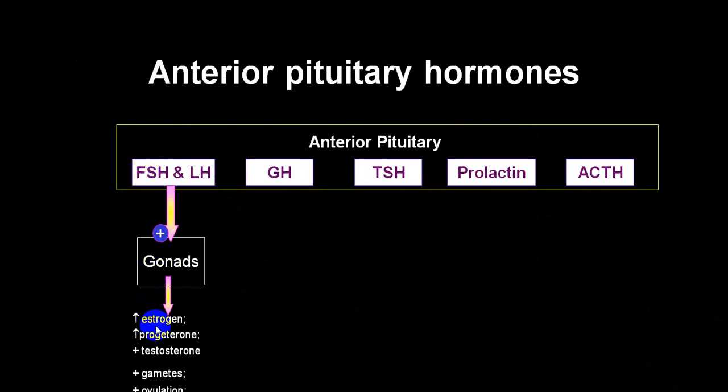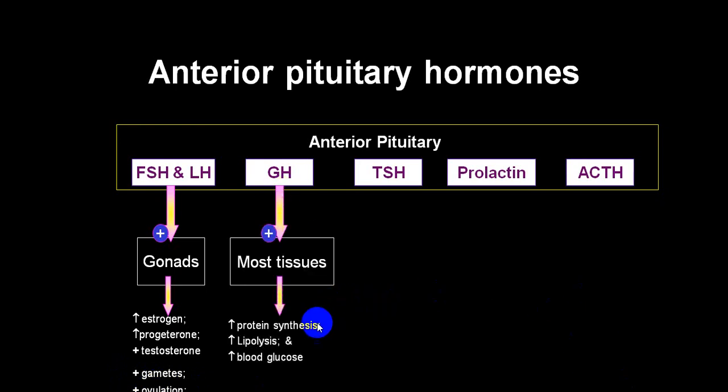FSH-LH acting on gonads. What are the hormones secreted from gonads? Estrogen, progesterone, testosterone. It will have effect on gametes, gametocytes, corpus luteum, ovulation. Growth hormone will have an effect on multiple tissue, protein synthesis, lipolysis, blood glucose elevation.